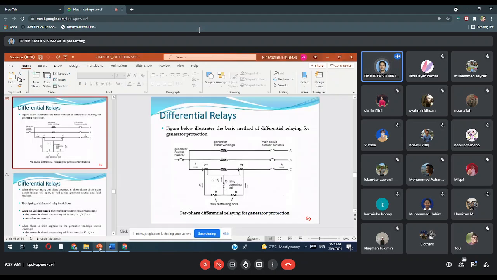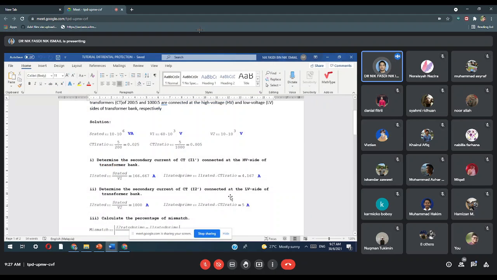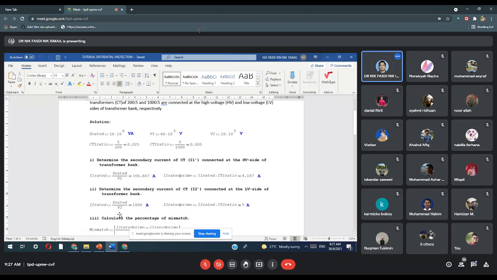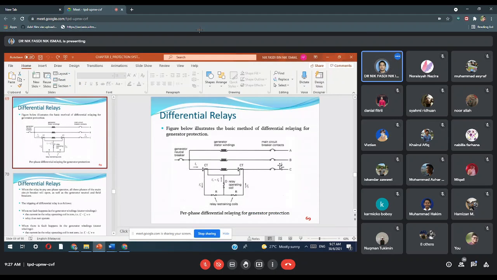Okay, second question: determine the secondary current I2 prime, stepped down by the second CT from I2. At the lower side, it's the same case. S over V2, where S is this one, divided by the lower side voltage, 10 kilovolts, sorry. So you get 1000 amperes. Again, it's here: this is 1000 amperes.